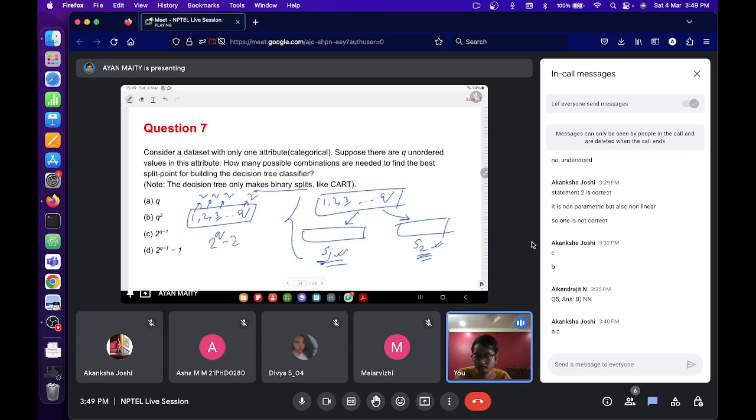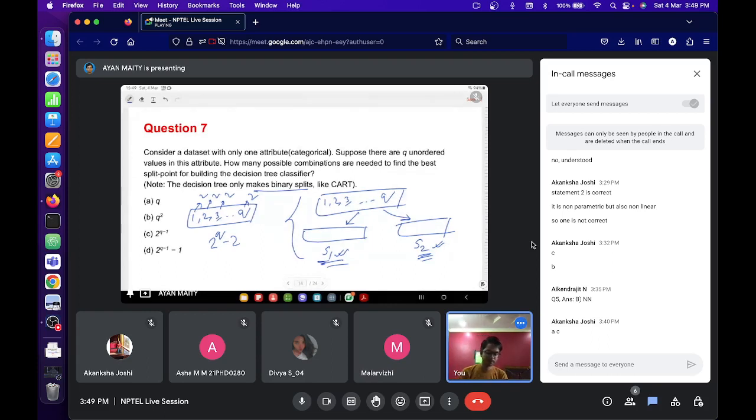So 2 to the power q minus 2, these are the two cases that we don't want, because those two cases are not really splits, they are the same as the original set. So those are the two trivial cases that we have to remove.